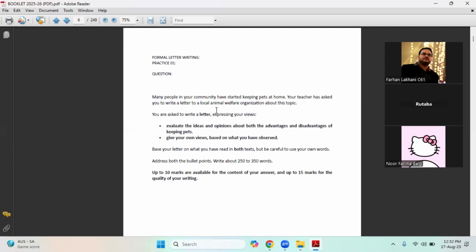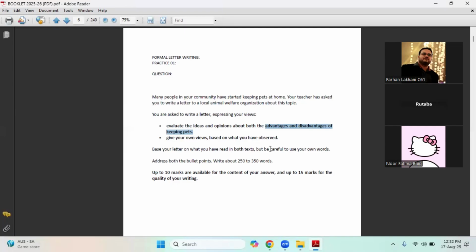Now you've understood from the question that the community you are living in, they are keeping pets at home. All right. So what exactly do you want to write to the local animal welfare organization? It's written here in the next bullet point. Evaluate the ideas and opinions about the advantages and disadvantages of keeping pets. This means that both the texts are about advantages and disadvantages.